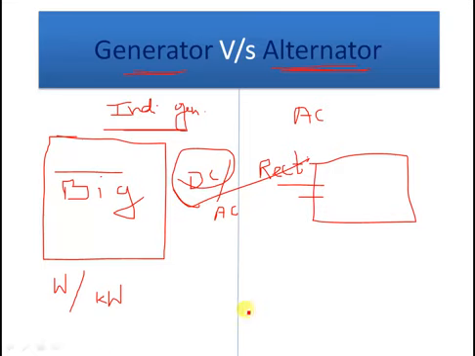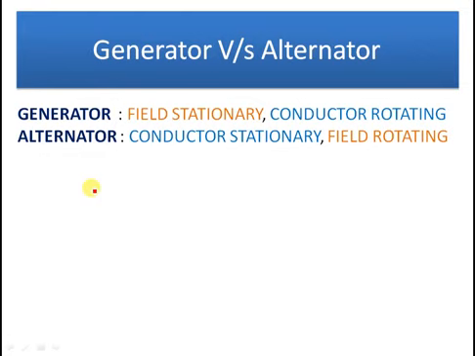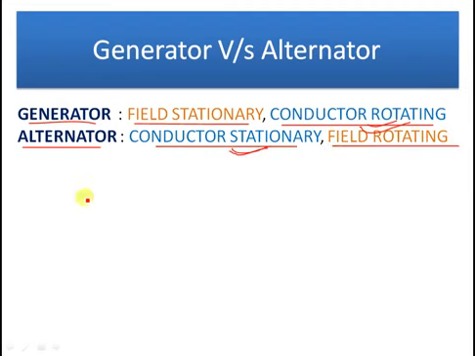Moving to the next slide. Basically, note that in a generator the field remains stationary while the conductor is rotating. The conductor is the armature, from which we are getting the output. While in case of an alternator, the conductor is stationary while the field is rotating. So this is the basic difference between generator and alternator.